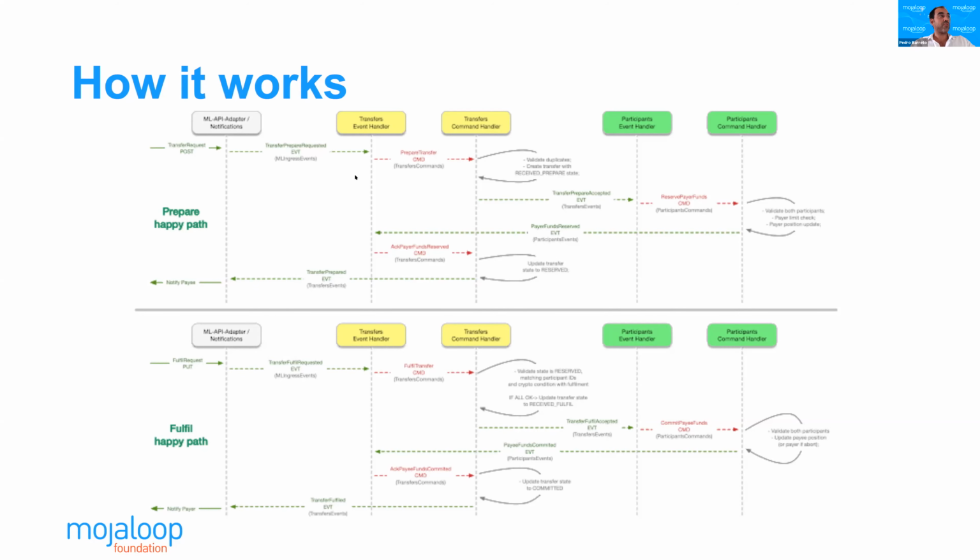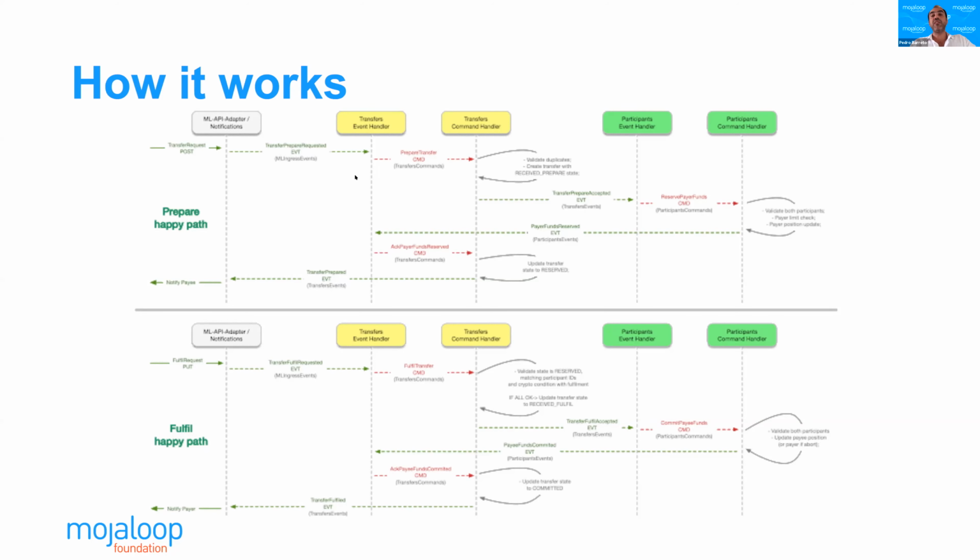So the transfer event handler receives that event, and upon processing and some minor validation, creates a prepare transfer command. This gets consumed by the transfers command handler, which will do validation of duplicates, creating the transfer with the proper state. And if everything goes well, at the end, it sends an event signaling that this was okay. That is the transfer prepared accepted event.